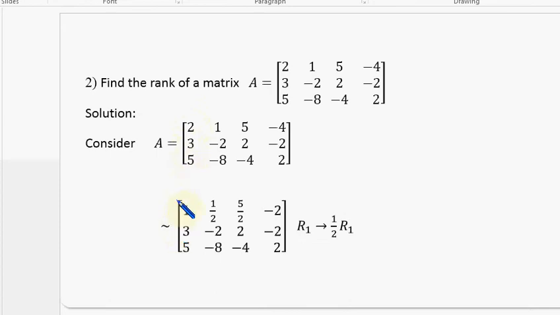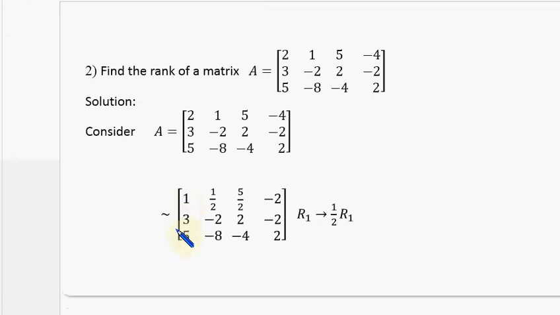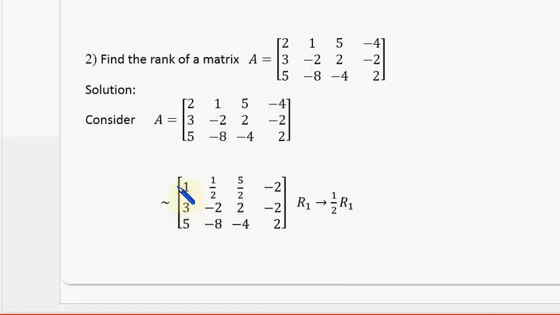That's why we can take the leading element and make it 1. When I take the leading element, the entries remaining below the leading element are made 0. So the leading element is in R1, so R1 can be written as R1 into 1 by 2. Therefore it can be written as 1, 1 by 2, 5 by 2, minus 2.